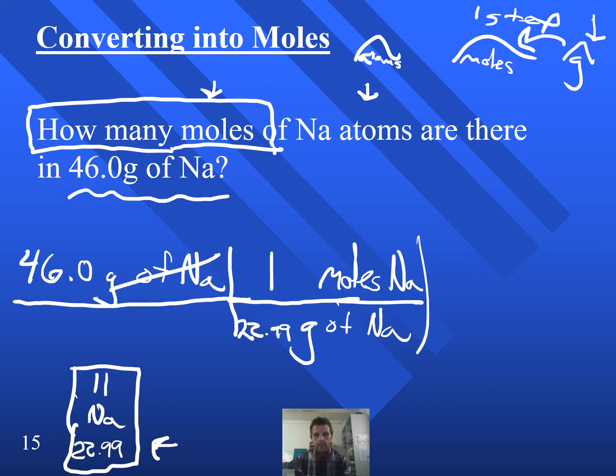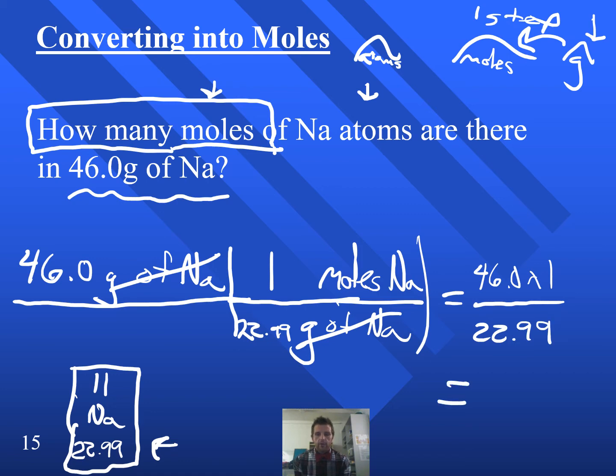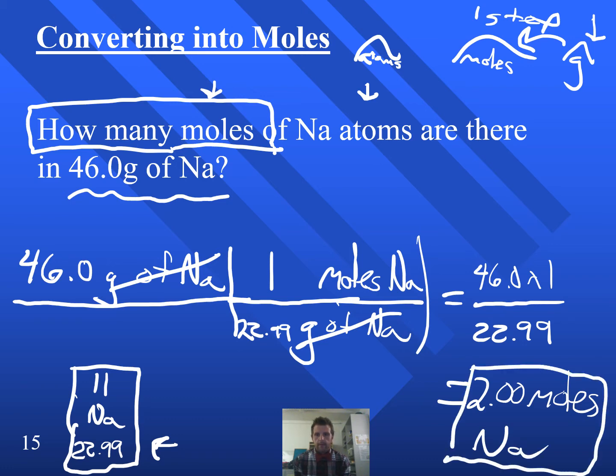I will cancel out my old unit. This is telling me to do 46.0 times 1 divided by 22.99, and I should end up with an answer equal to 2.0 moles of sodium. Try to get in the habit of putting a box or a circle around your answer, just because it helps me find it much quicker. If you forget to do it, it's not that big of a deal.